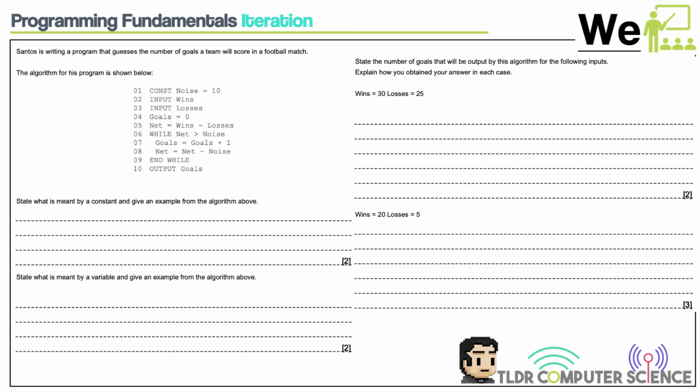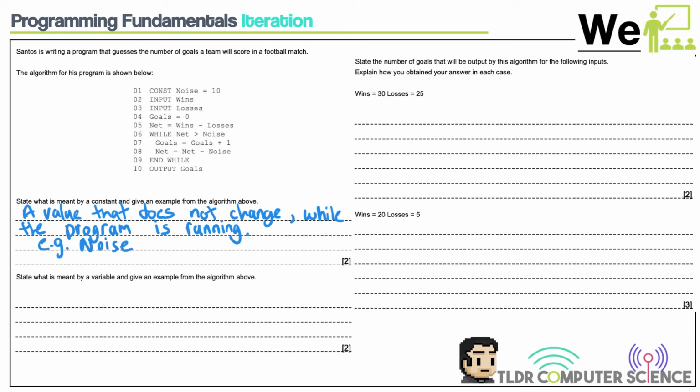State what is meant by a constant, for 1 mark, and give an example from the algorithm below. What we can say is that a constant is where the value does not change while the program is running. So obviously while the program is stopped, you could then update this value, but whilst the program is running, the value does not change. But that's just one of the marks. The other one is to give an example, and you can see here that the example would be noise. So e.g. noise. Noise is the example of a constant.